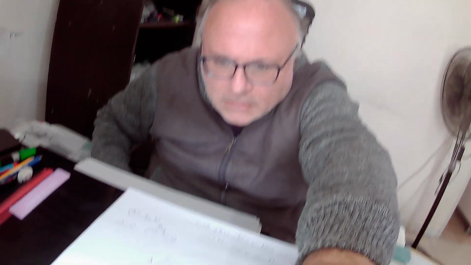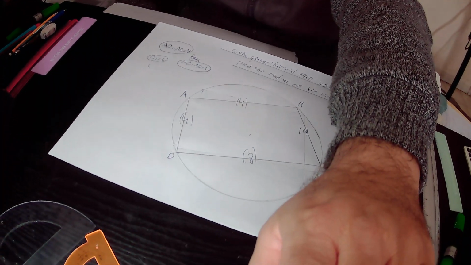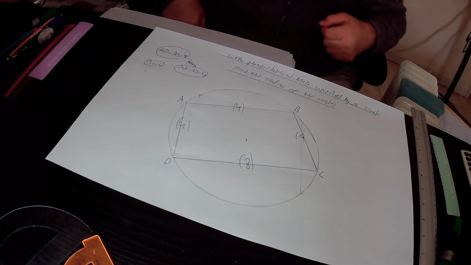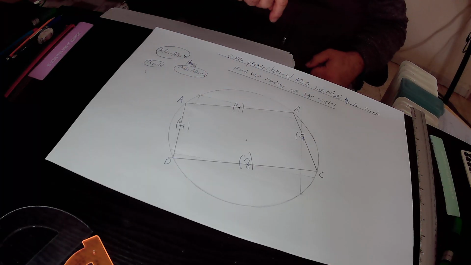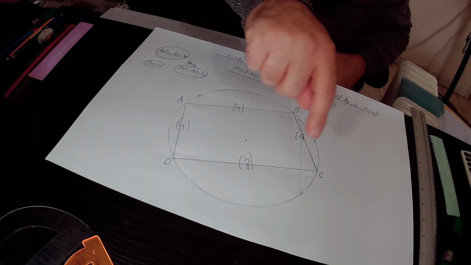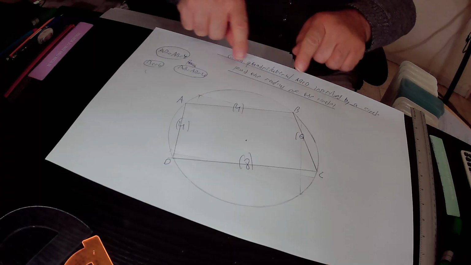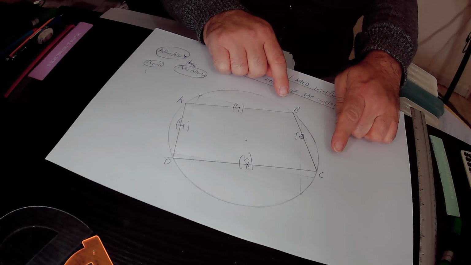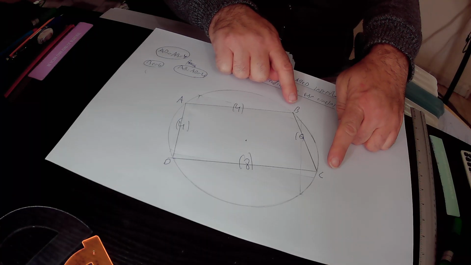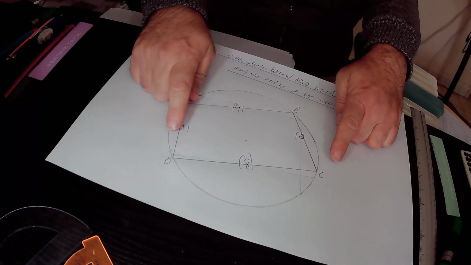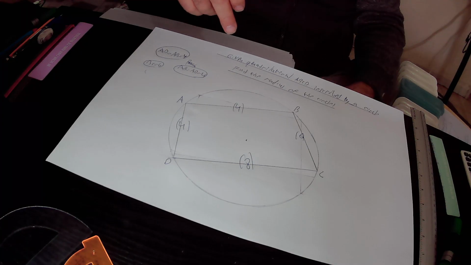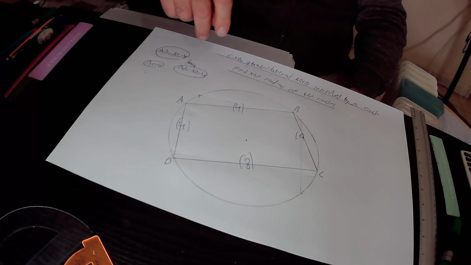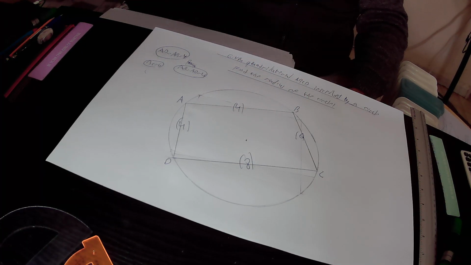And now in this lecture we'll find out the radius of a circle. In the drawing we have quadrilateral ABCD that is described by this circle. AB equals AD equals 4, BC equals 6, DC equals 8, and our task is to find the radius of this circle that encloses quadrilateral ABCD.